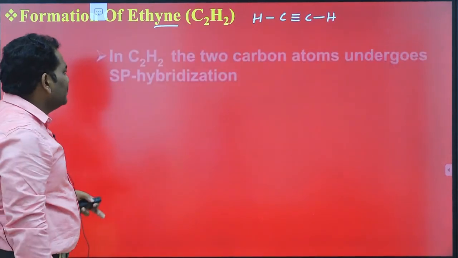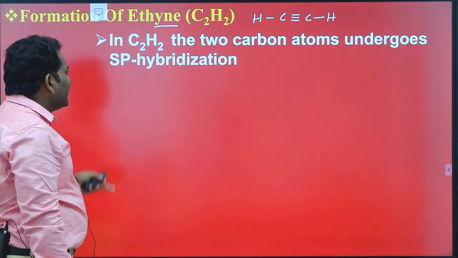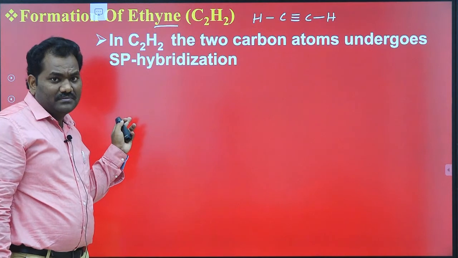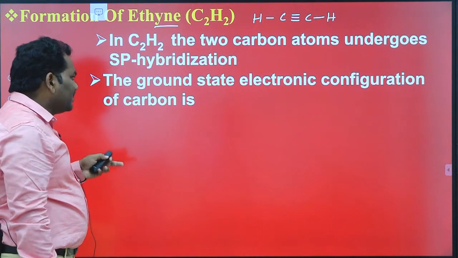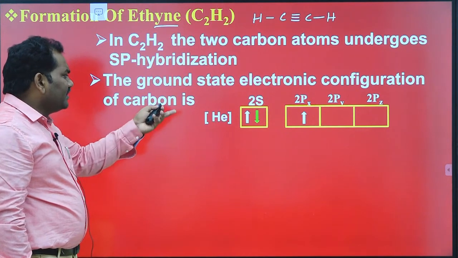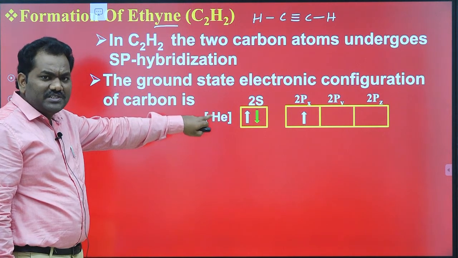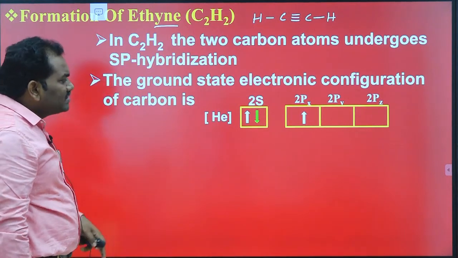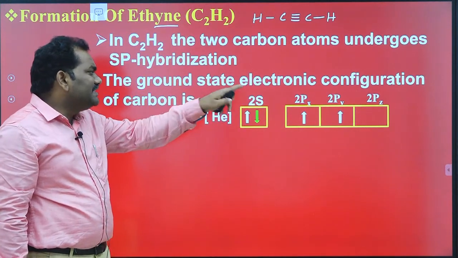In this molecule, C2H2, both carbon atoms undergo sp hybridization. The ground state electronic configuration of carbon is 1s2 2s2 2p2. 1s2 is represented by helium, since the electronic configuration of helium is 1s2. So the electronic configuration of carbon in the ground state is helium 2s2, 2px1, 2py1 and 2pz0.